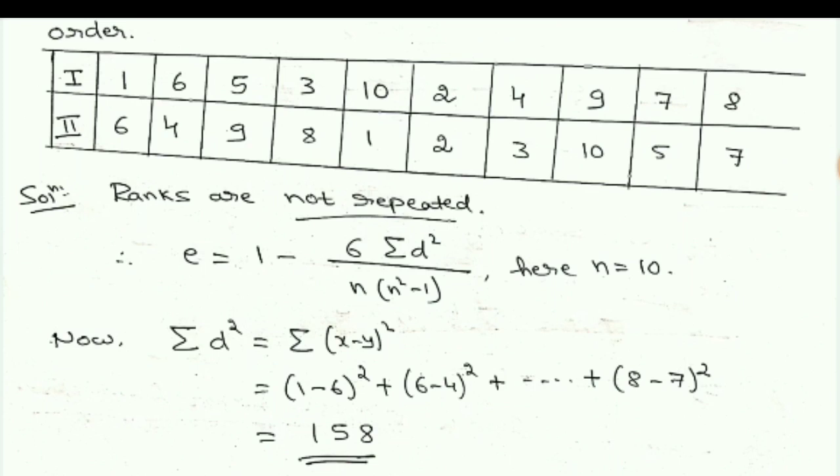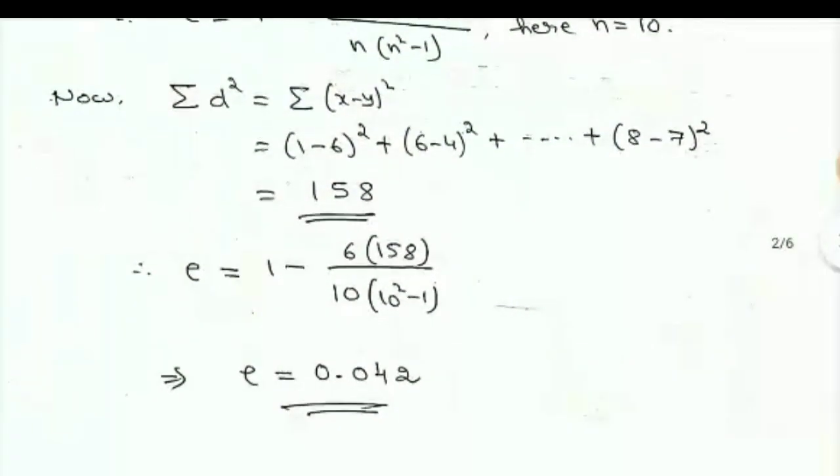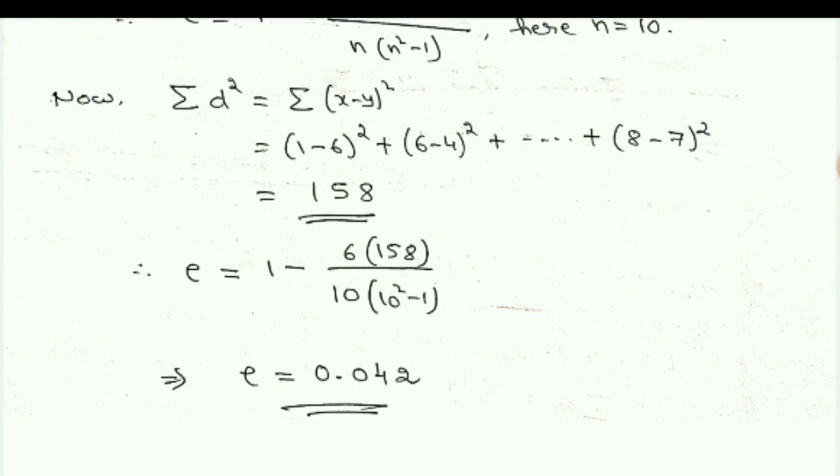First you find summation d square. d means x minus y. So it is 1 minus 6 whole square plus 6 minus 4 whole square, and so on, up to 8 minus 7 whole square. The answer is 158. Substitute. So the final answer is 0.042. So this is the answer for this problem.